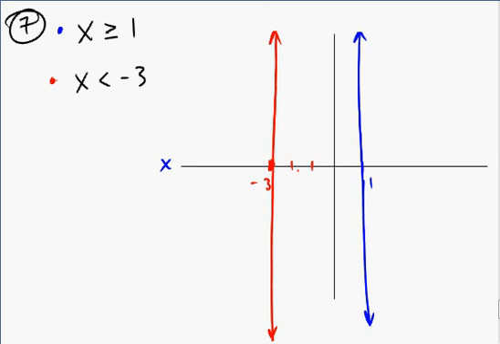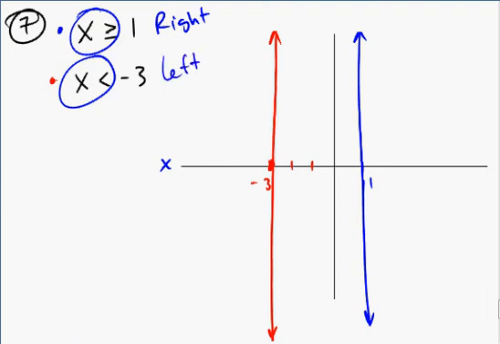Now we have to figure out where to shade. The blue one says x is greater than 1. So if you look, the blue line's at 1. You'd be shading the numbers greater than 1. That would be to the right, right? Greater numbers go to the right. This one here says x is less than negative 3. That's the red one. Less than negative 3 would be over in this direction. Wait, there's no solution, right? It's not solid, it's dotted. Oh, the red one's dotted. Good.